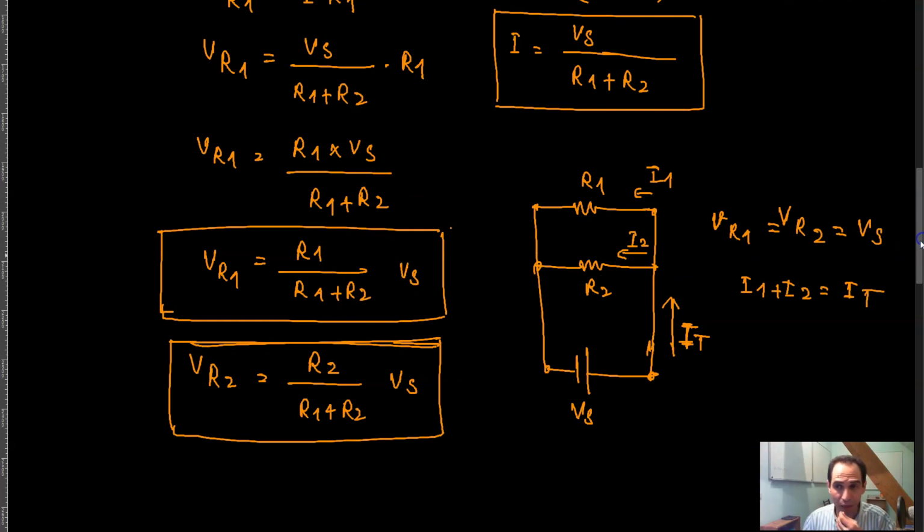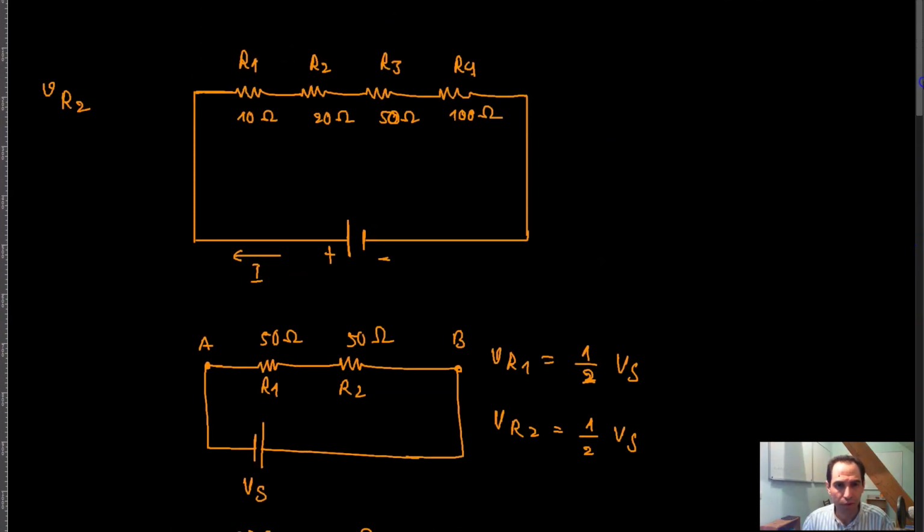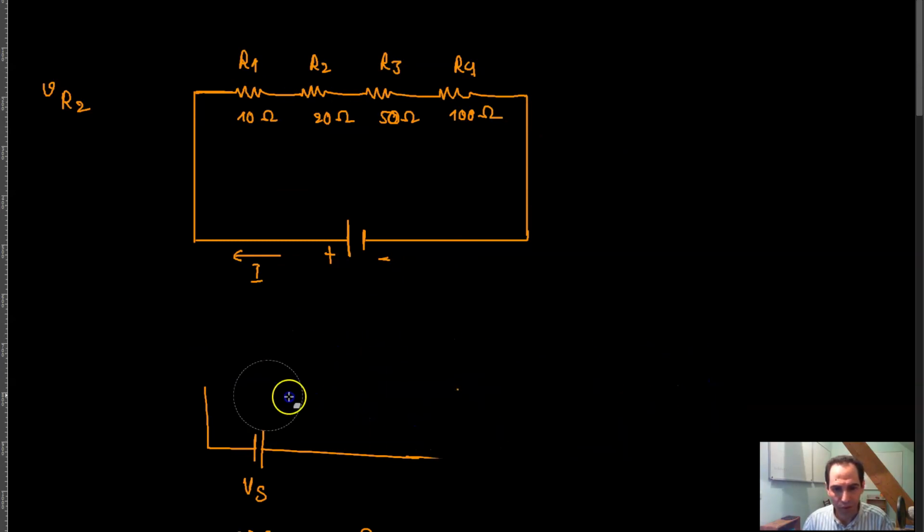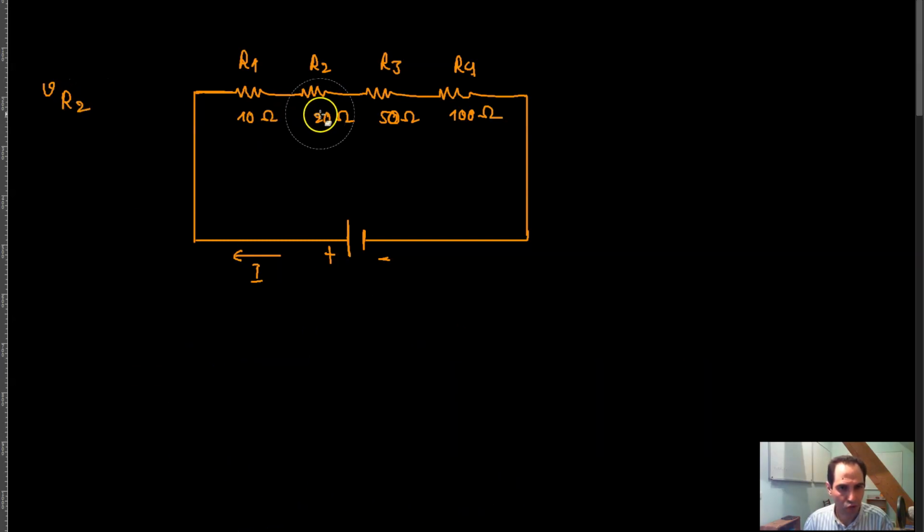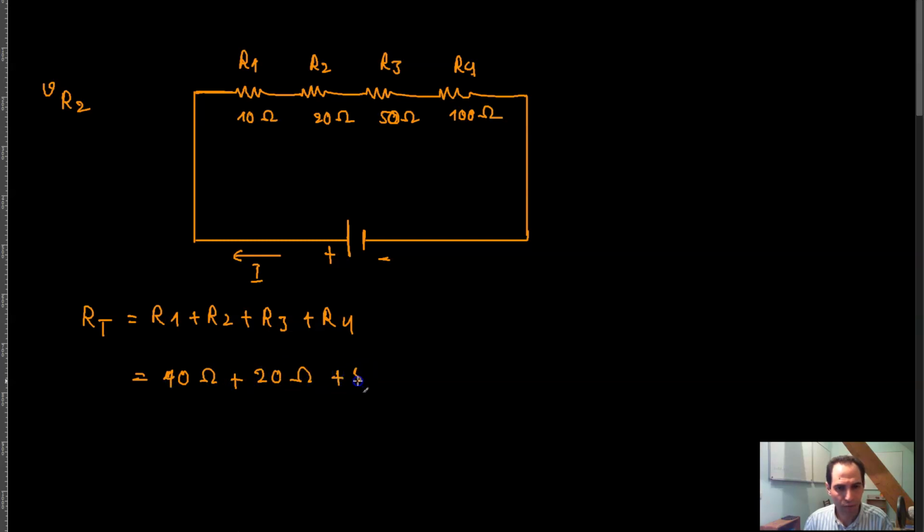Now to answer the question that we had before, we had this circuit over here, and to answer what is the voltage drop across R2, you can simply calculate the total resistance in this circuit, R of t, which is equal to R1 plus R2 plus R3 plus R4, which is 10 ohms plus 20 ohms plus 50 ohms plus 100 ohms, which is equal to 180 ohms. That's your R of t.